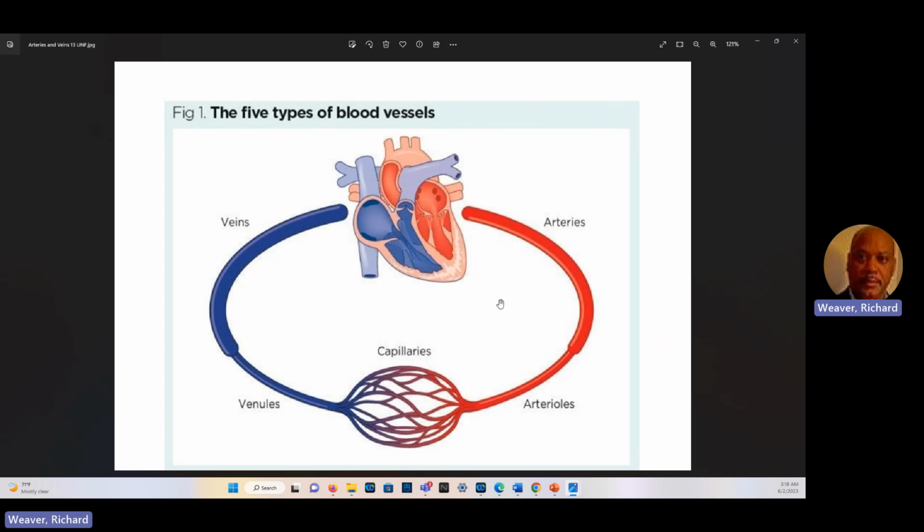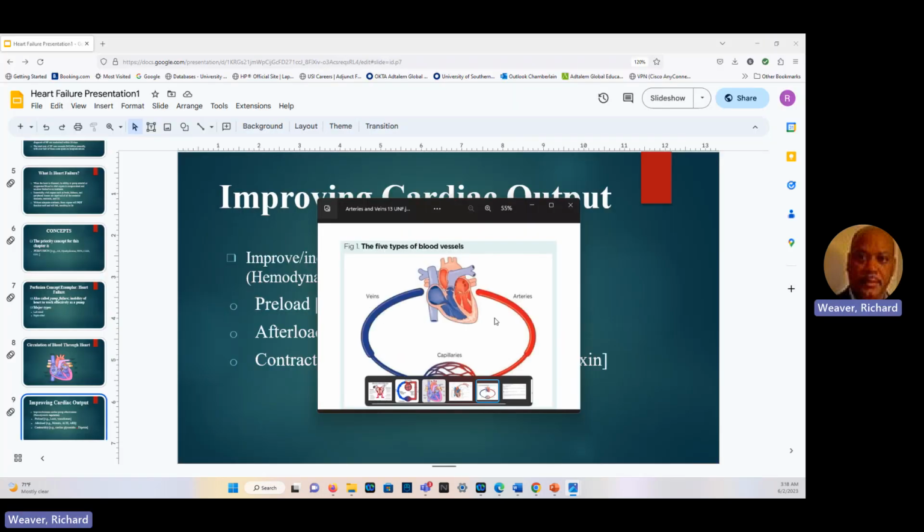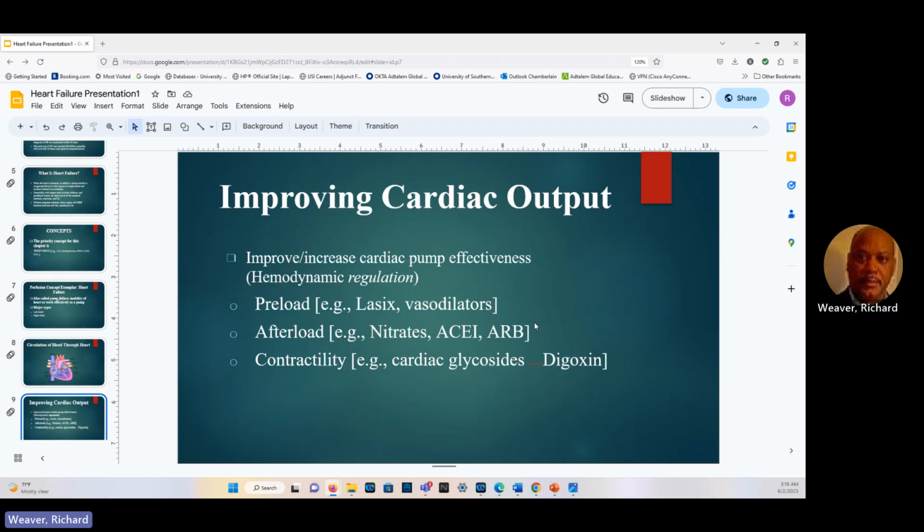So basically, we're reducing the preload not by excreting volume, but by delaying the amount of blood return to the right side of the heart. And that gives the heart, a failing heart, a break. So I wanted to explain that one as well. All right.